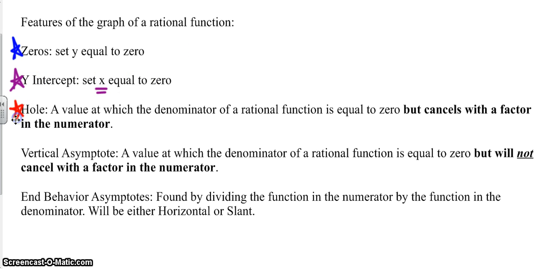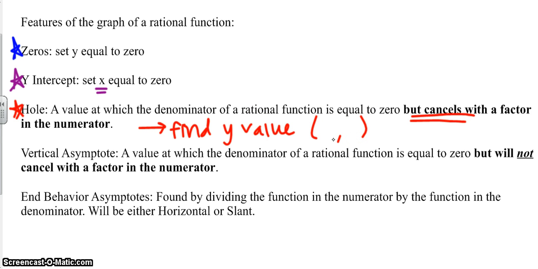Finding the holes in a graph, a value at which the denominator is equal to 0, but it cancels. Remember, you can factor them out. Then also you might want to write in here, find the y value so that we get a point x comma y. A vertical asymptote is a value that is the denominator 0, but it won't cancel with a factor in the numerator. And then finally our end behavior asymptotes, thinking about those limits at infinity, you either have a horizontal line or you have a slant line, both of which you would need to find, okay? So you either have horizontal or slant.